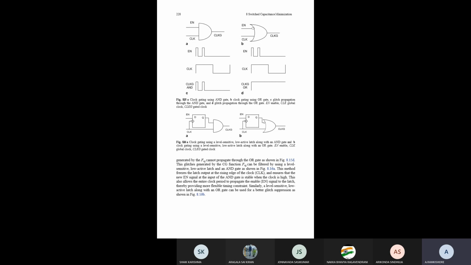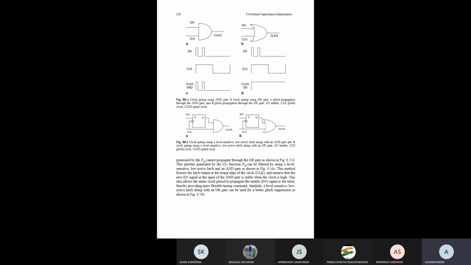So we have to use some level circuits. Whatever glitches are present within a single stage, to control those types of glitches we have to use level sensitive circuits to minimize them. That freezes the latch output at the rising edge of the clock and ensures that the new enable signal at the input of the AND gate is stable when the clock is high.